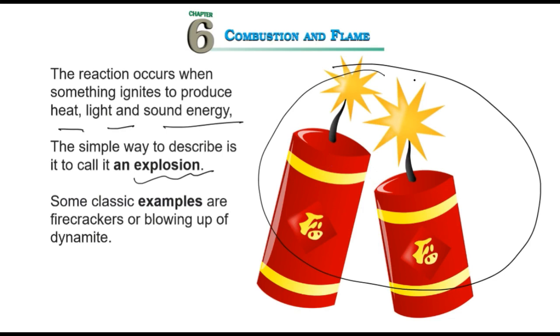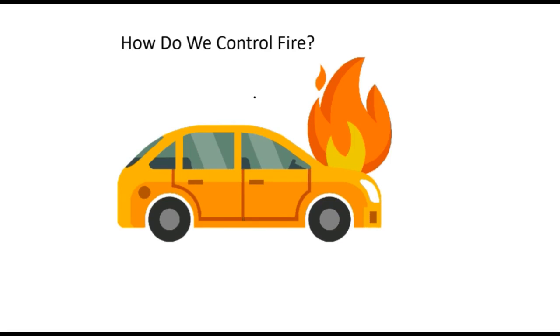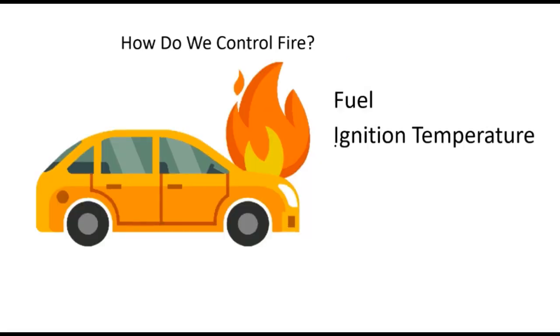Now let us come to the topic of how to control fire. For example, there is a fire accident, and how do you control this fire? For that we need to know that we require three things which cause fire. And what are those three things? Fuel, ignition temperature, and then oxygen.